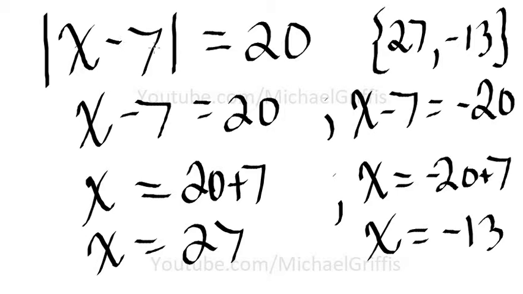Okay, and you can always plug that in. 27 minus 7 is 20. The absolute value of 20 is 20. And then plugging in negative 13 minus 7 is negative 20. And the absolute value of negative 20 is 20. Okay.